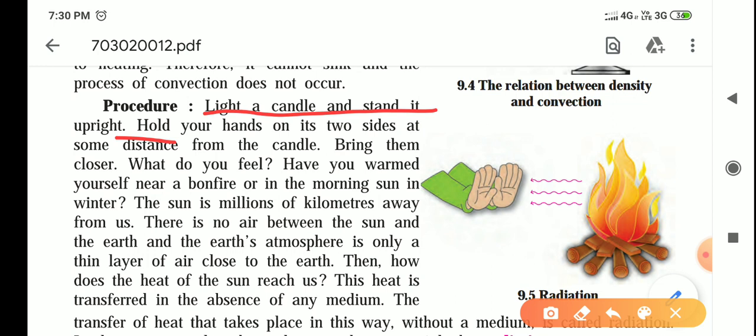So what do you observe through these examples? There is some kind of heat transfer. The sun is millions of kilometers away from us. There is no air between the sun and the earth; the earth's atmosphere is only a thin layer of air close to the earth's surface.